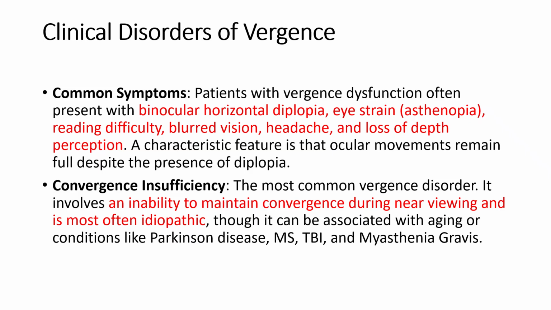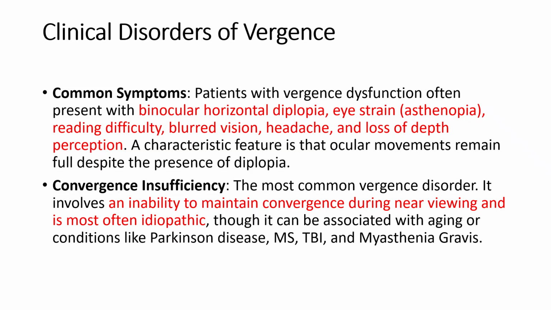Convergence insufficiency, the most common convergence disorder, involves an inability to maintain convergence during near viewing and is most often idiopathic, though it can be associated with aging or conditions like Parkinson's, MS, TBI, and myasthenia.